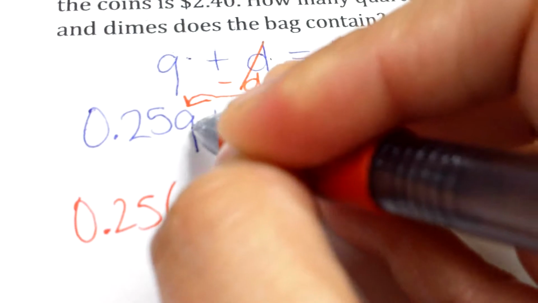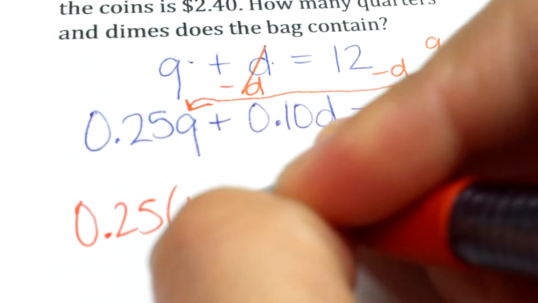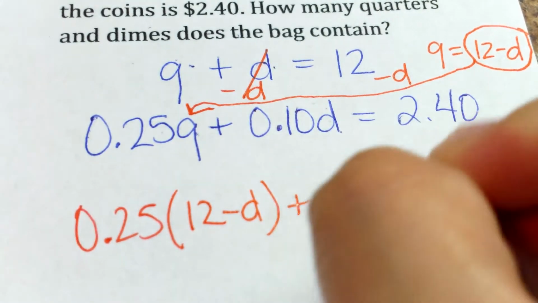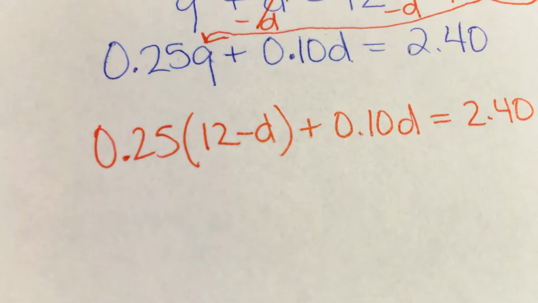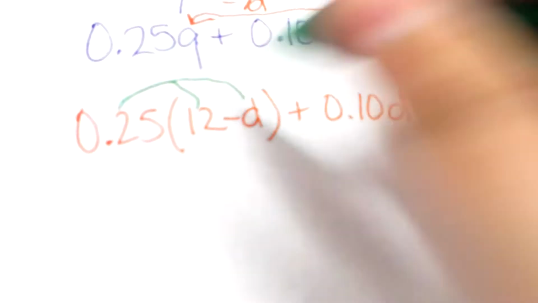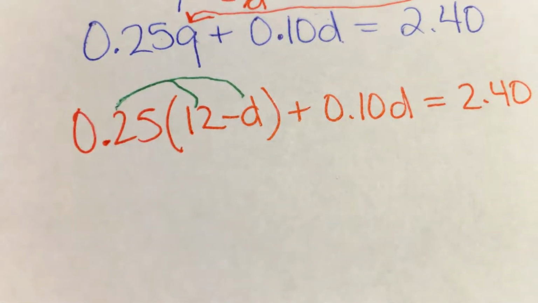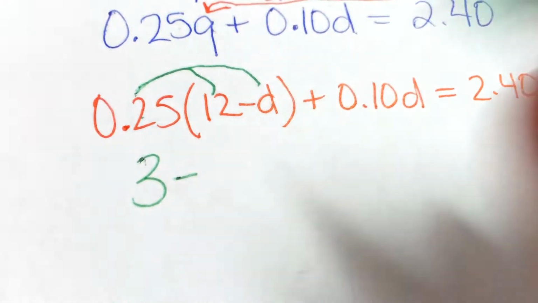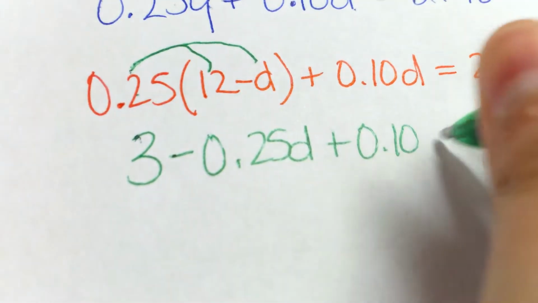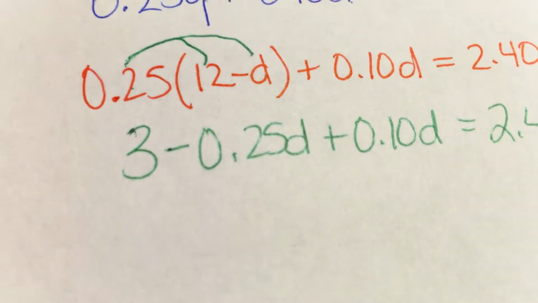So then now I have 0.25. Instead of Q, we're going to put 12 minus D, plus 0.10 D equals 2.40. We are going to do the distributive property here. 0.25 times 12 should give me 3, I believe. Yep, 3 minus 0.25 times D, 0.25 D, plus 0.10 D equals 2.40.